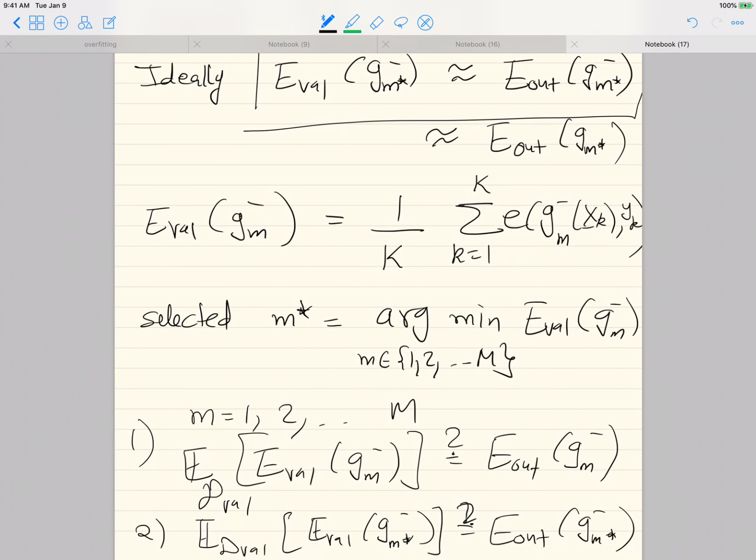The expected value of E_val of gm minus will be E_out of gm minus. Because these are fixed hypotheses, we are doing an empirical estimate of the loss function, and that will converge to the expectation. So that works.